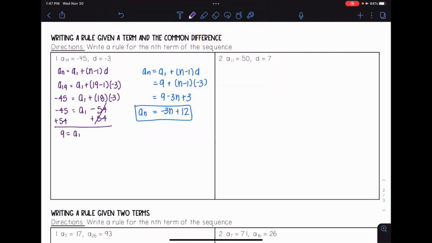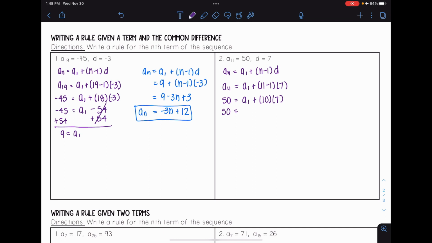Okay, let's do another example. So here I have a11 is equal to 50 and d is equal to 7. So first I have my form that an is equal to a1 plus n minus 1 times d. Plugging in what I know, I can plug in 11 for n. So I have a11 is equal to a1 plus 11 minus 1 times d, which we know is 7. We also know what a11 is equal to, 50. So now I have 50 is equal to a1 plus 10 times 7.